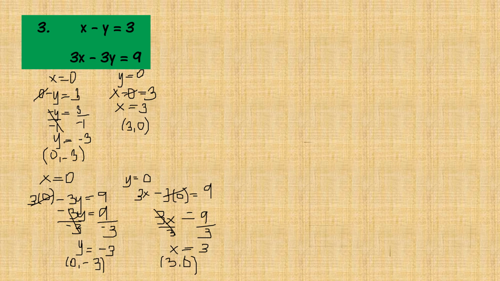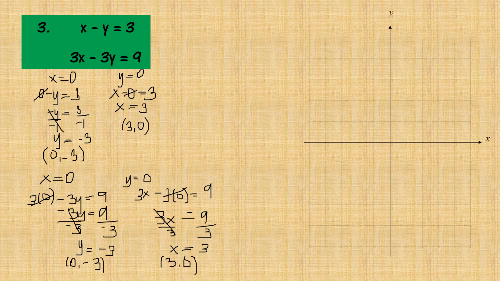Ngayon, i-plot na po natin siya sa ating Cartesian coordinate plane. So, unahin natin yung 0 dito at negative 3. So, we have 0, then negative 3. So, we have 1, 2, 3. So, andito po siya. Then, the second one, 3 and 0. So, andito po siya. Then, connect lang po natin yan. Yan. So, magiging ganyan po siya. Then, after po nyan, proceed tayo sa pangalawang equation natin.